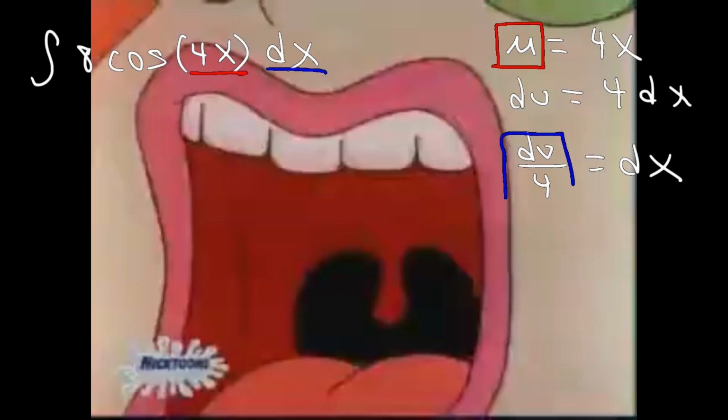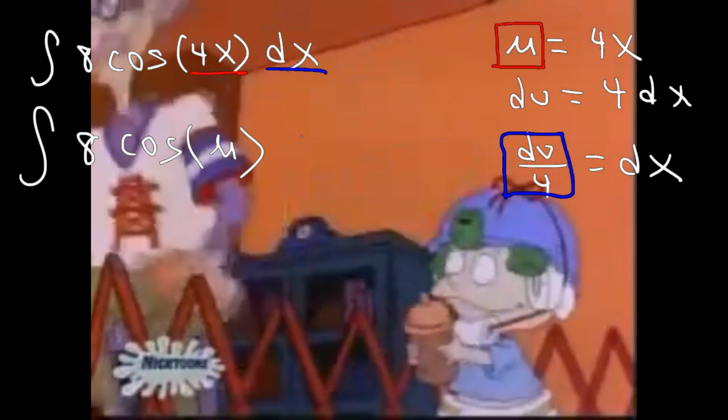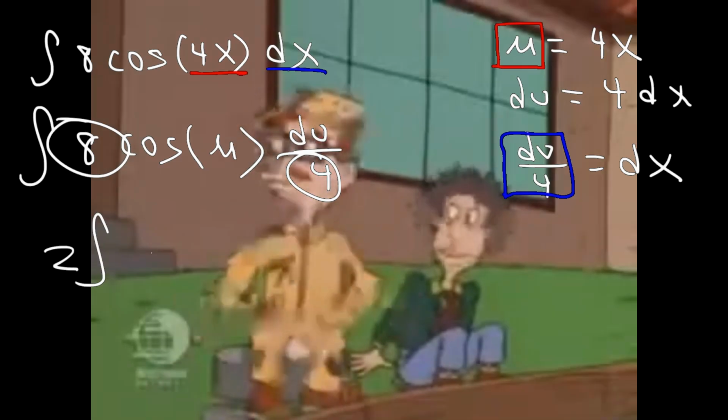So let's replace 4x with u, and let's replace dx with du divided by 4. So this is going to be 8 cosine of the u variable, and replace dx with du over 4. So now we can divide 8 by 4. 8 divided by 4 is 2.